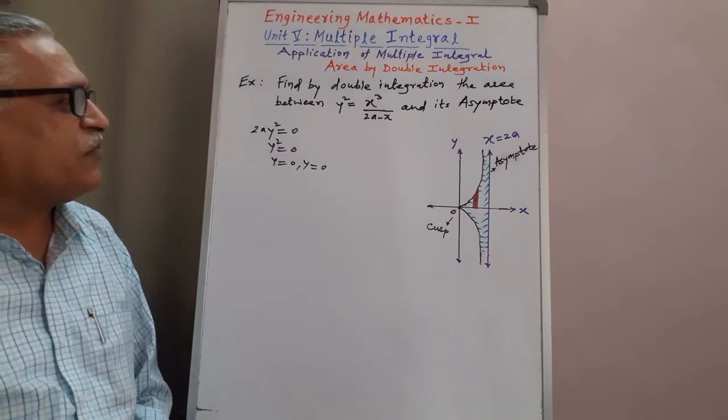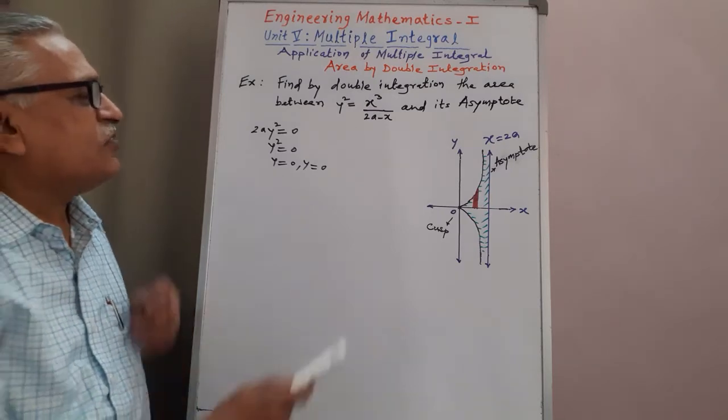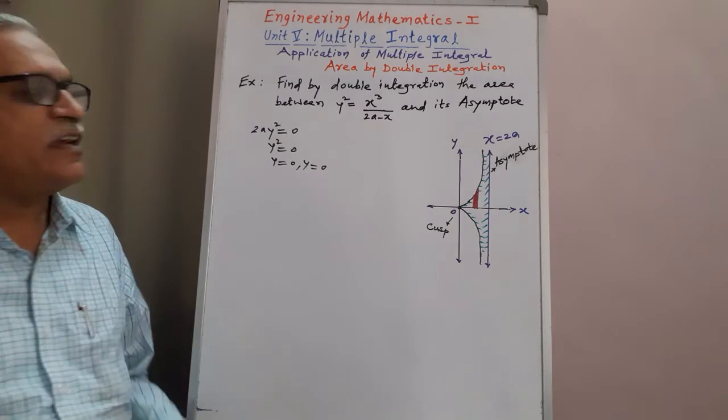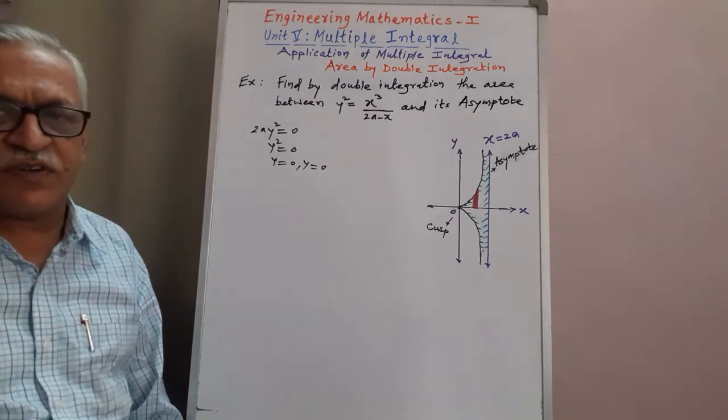Then the point of intersection: substituting y equal to 0, we get x is equal to 0. Only the origin is the point of intersection.